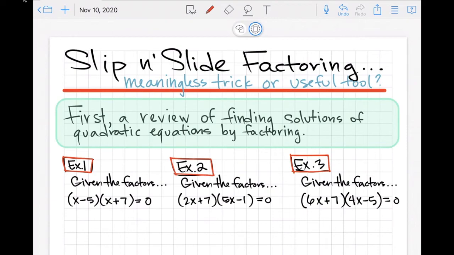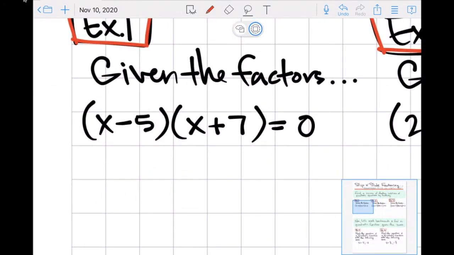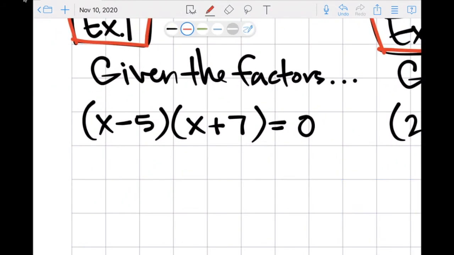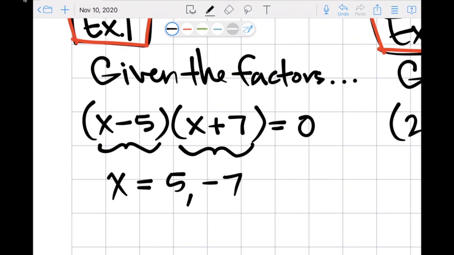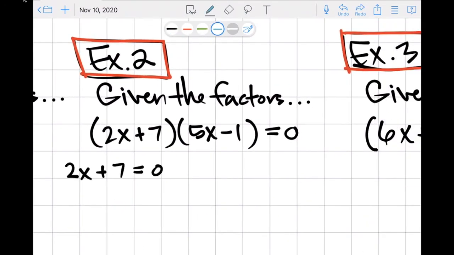So first, before we get into actual slip and slide steps, let's review a couple things. The first thing I want to review is how to find the solutions for a quadratic equation by factoring. Remember, if you're given the factors, then you can find out what x is equal to here, because you look for what makes this factor equal 0, which would be 5, and what makes this factor equal 0, which would be negative 7. Or if it gets a little bit messier, you can set each factor equal to 0 and then use Algebra 1 skills to solve for x.